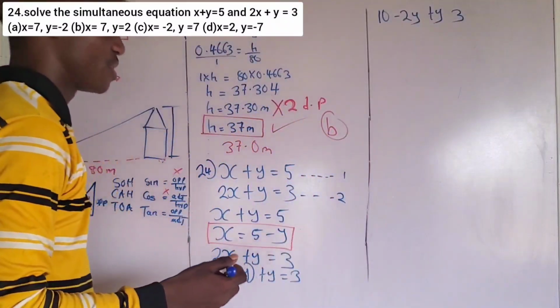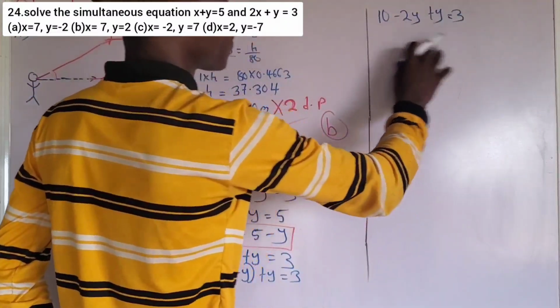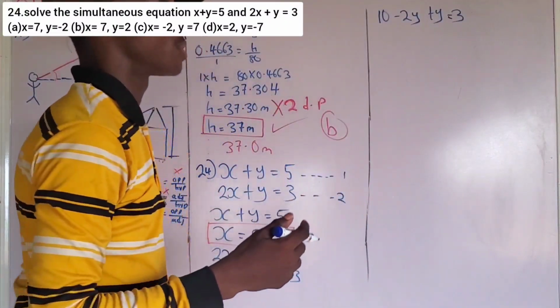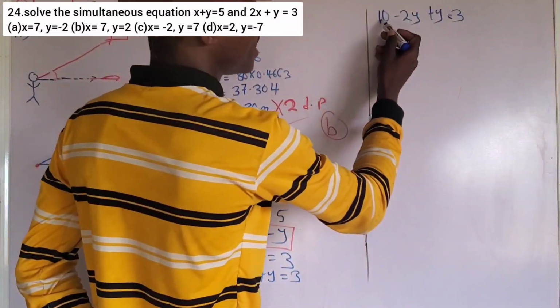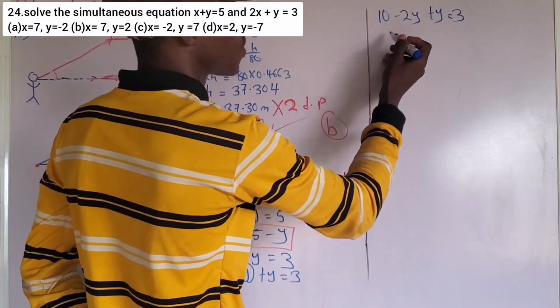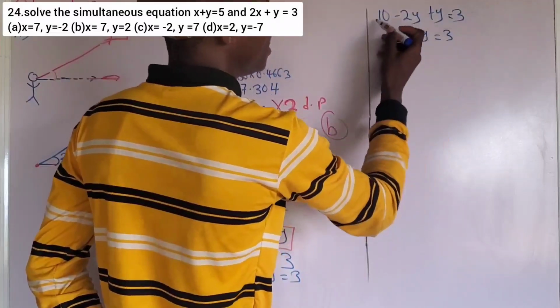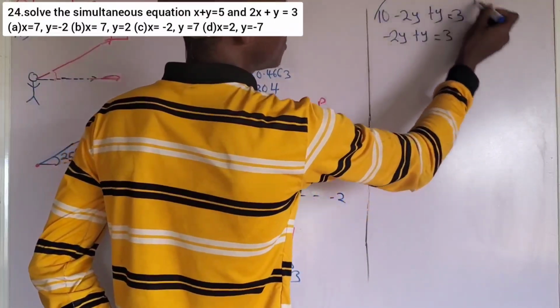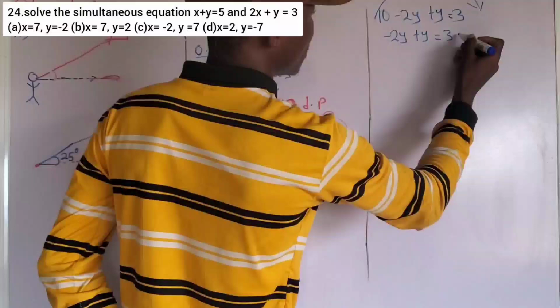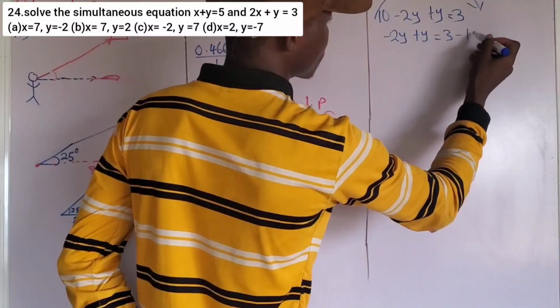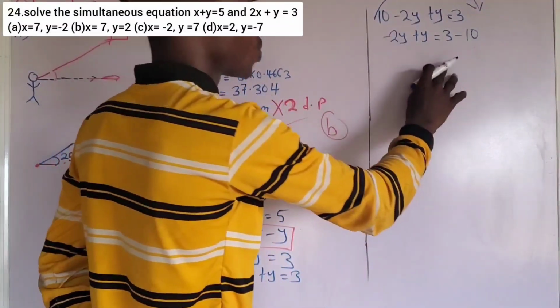Now we can solve for y by collecting like terms. Do you understand? I'm going to take this 10 to the other side of the equation. So I'm going to have negative 2y plus y is equal to 3. If this 10 crosses the equals to sign, the sign is going to change to negative. So I'm going to add negative 10. So negative 2y plus y.